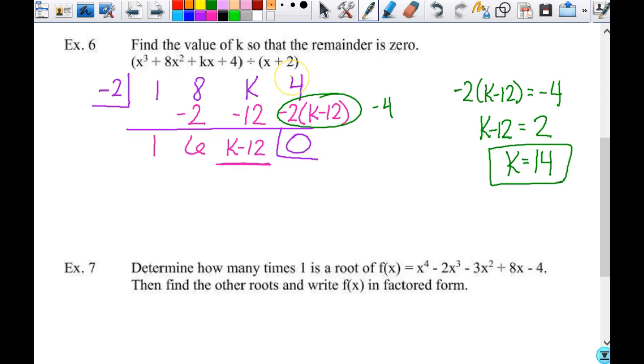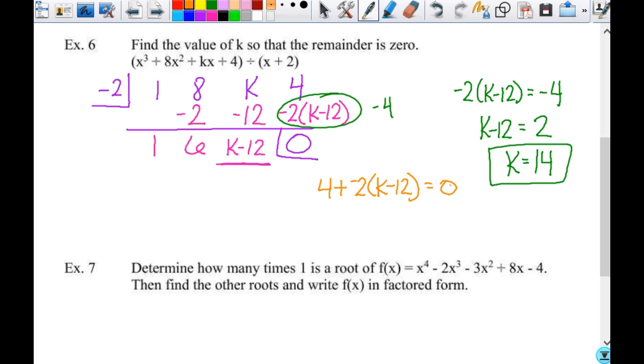I could set it up a little bit differently. If I add these two together, I get this, right? So I could say that 4 plus a negative 2 times k minus 12 has to equal 0, right? And when I move my 4 over there, that's what makes it a negative 4. It was just a different way of looking at it, but it works both ways.